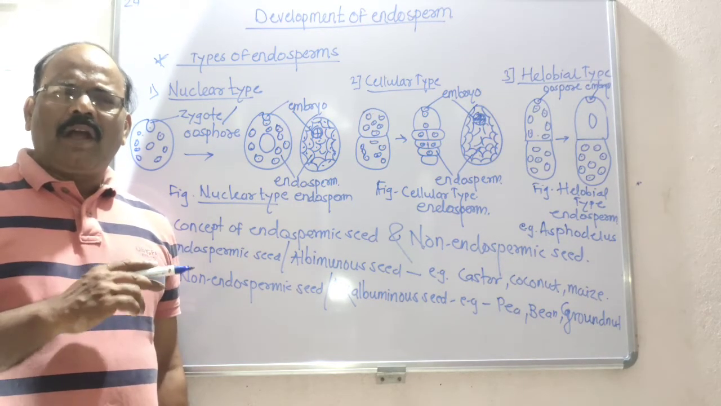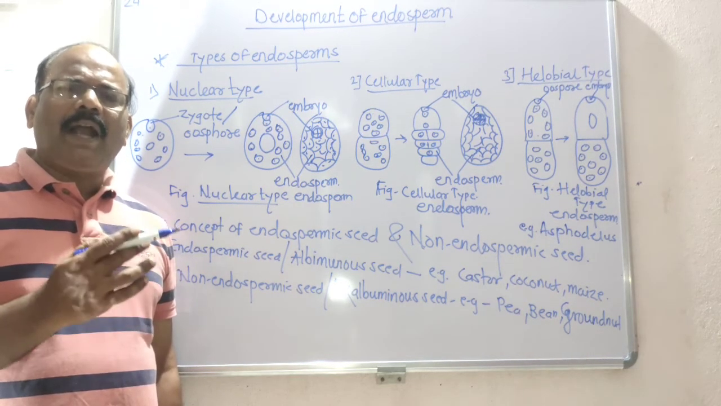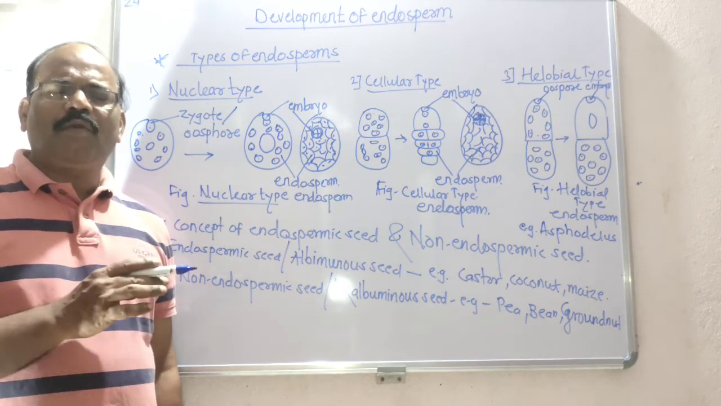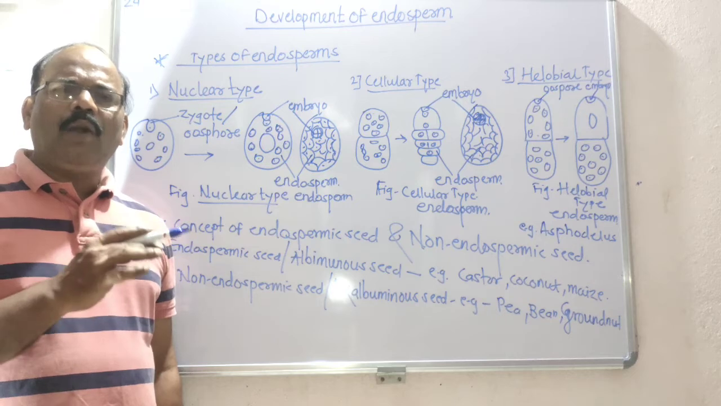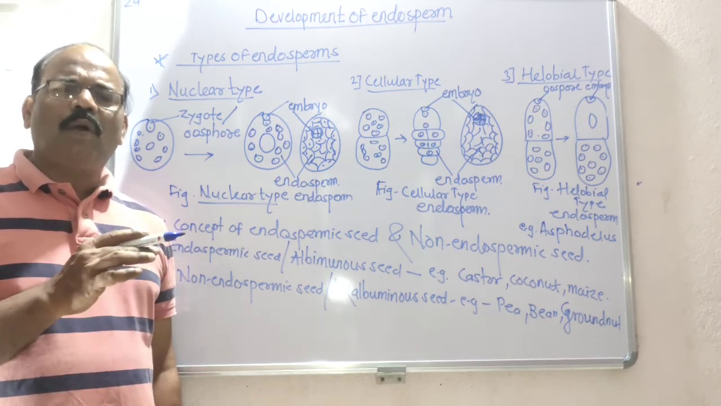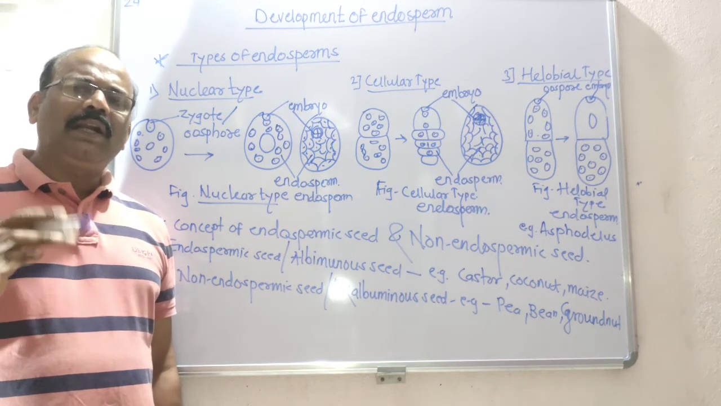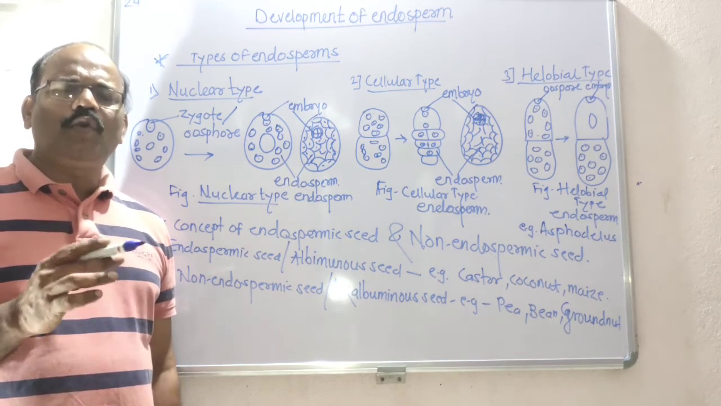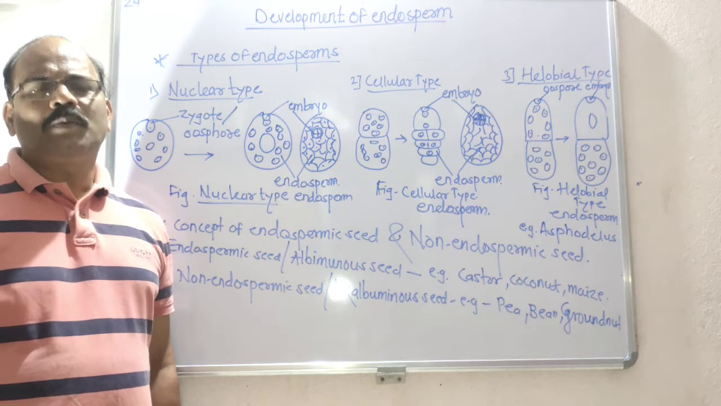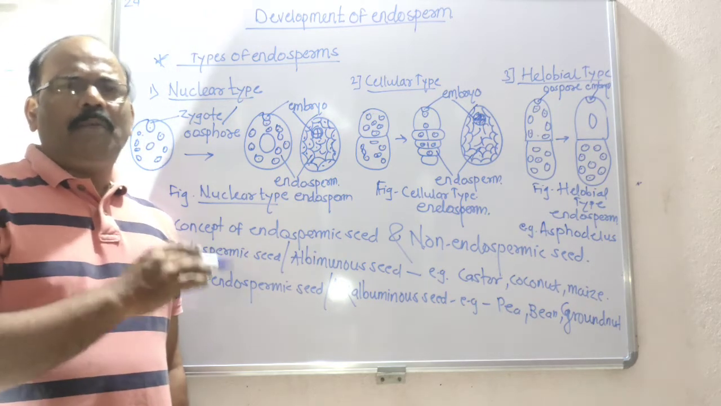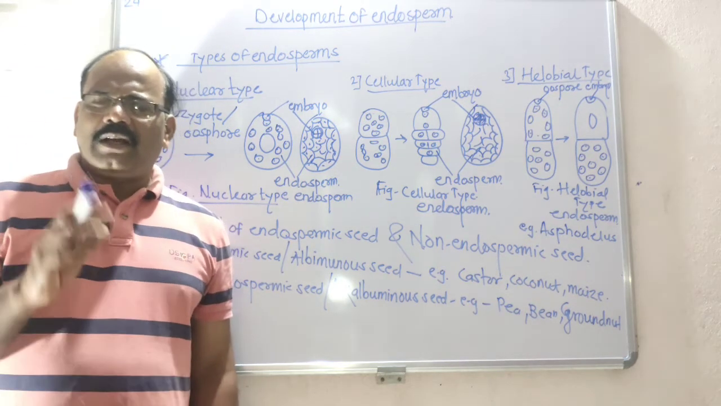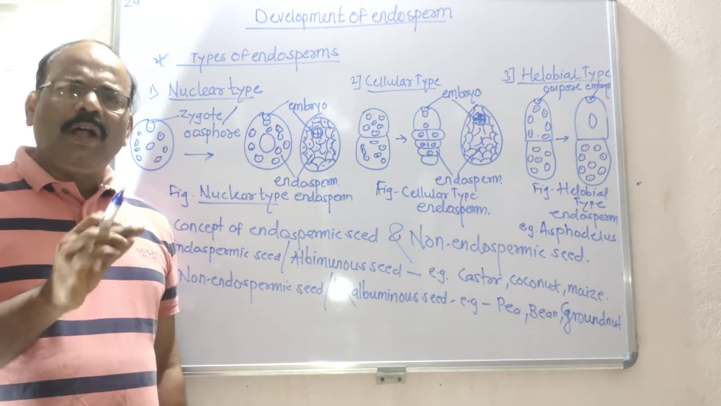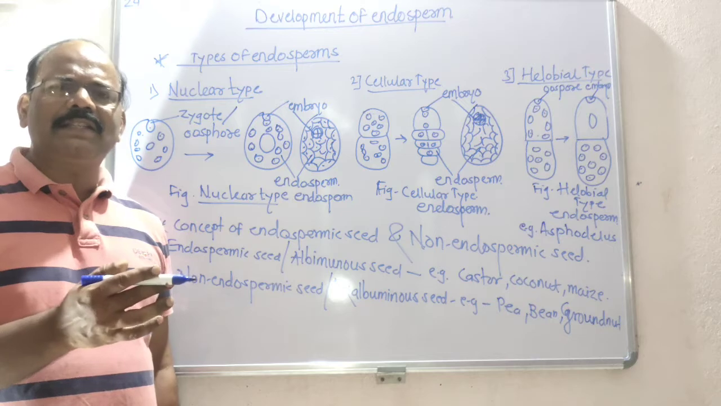How will the endosperm be formed? The triploid primary endosperm nucleus, in short form called the TPEN, undergoes repeated mitotic division and forms nutritive tissue, which is called the endosperm. In post-fertilization changes, the endosperm and the embryo develop simultaneously.